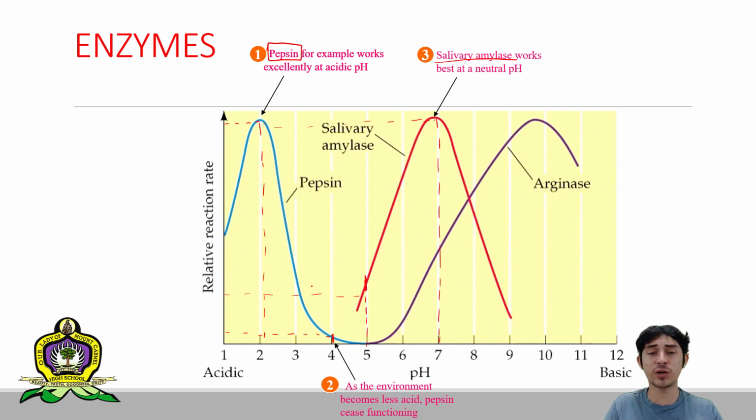What if it increases the alkalinity? That means it gets to a pH of 9. So at a pH of 9, the rate of reaction for this enzyme is nearly non-existent. What I'm trying to bring across is that enzymes work at very specific pH. If you change the pH of the enzyme, it will decrease its activity.